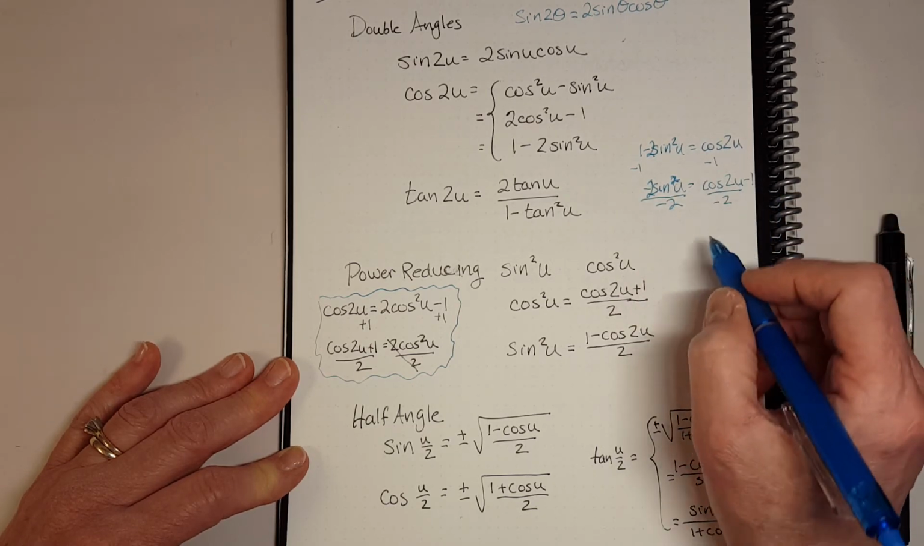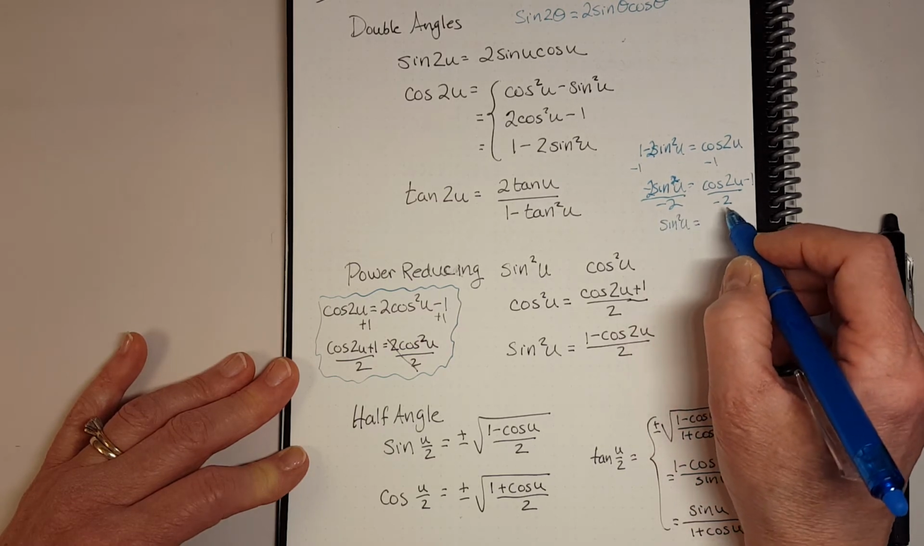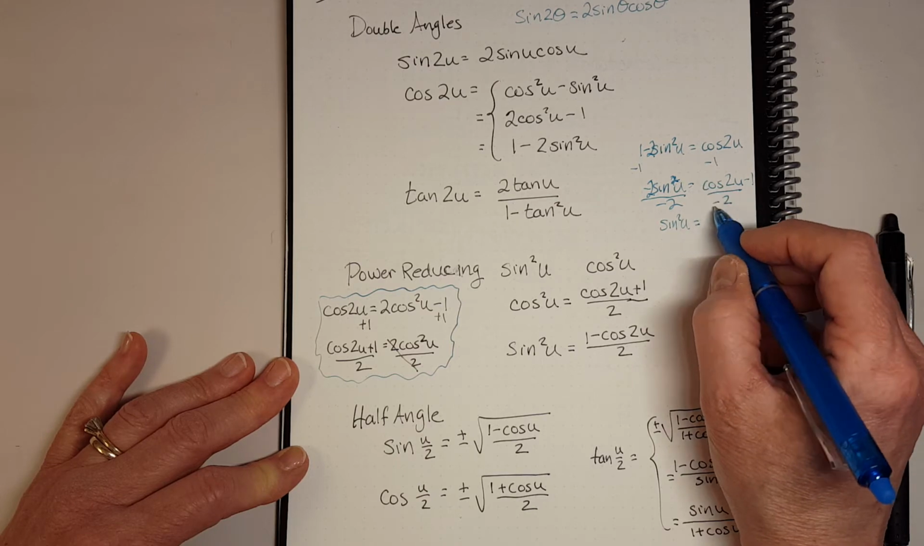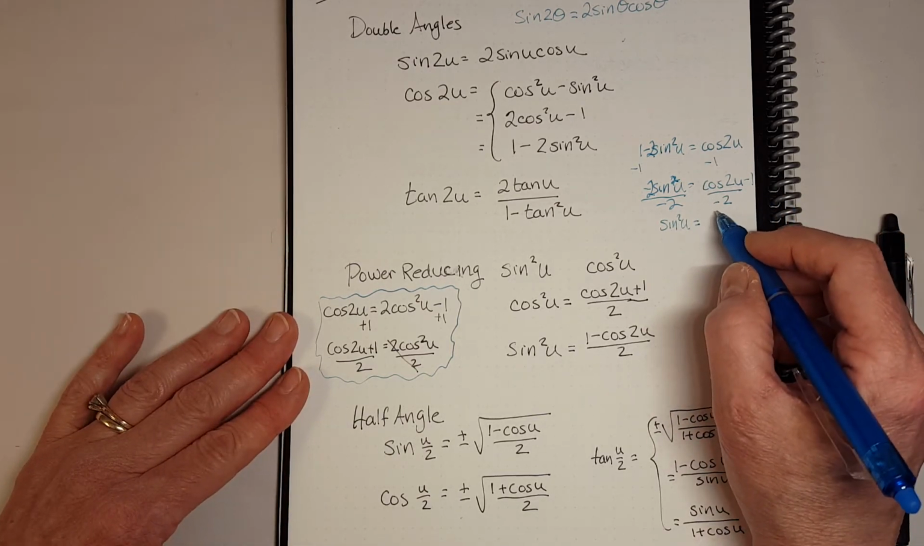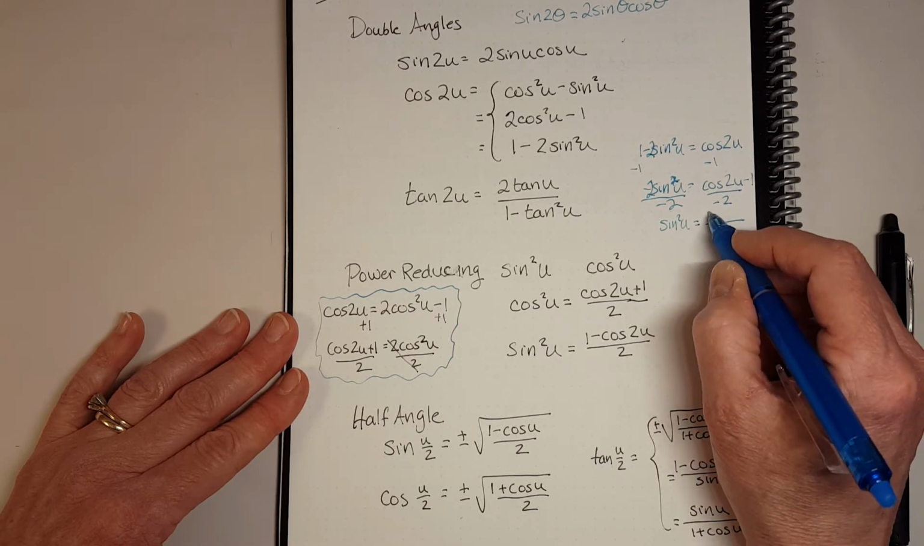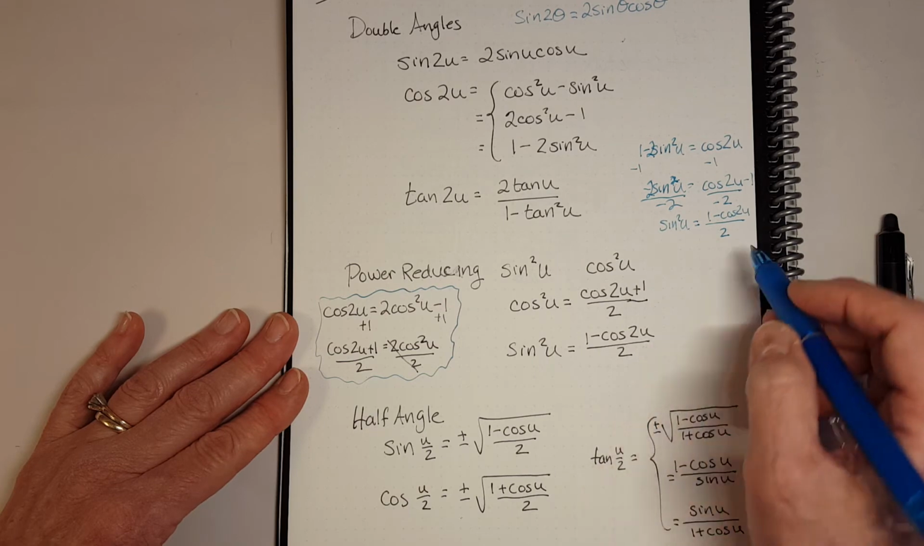And that minus can go into the top, and you would get sine squared of u is equal to, so the negative is going to switch the 2 signs on the top. If I divide both the top and bottom by the negative, I'll get a positive 2 on the bottom, and I'll get 1 minus cosine of 2u on the top. And that's how you get this identity.